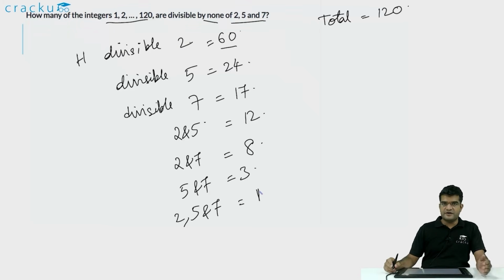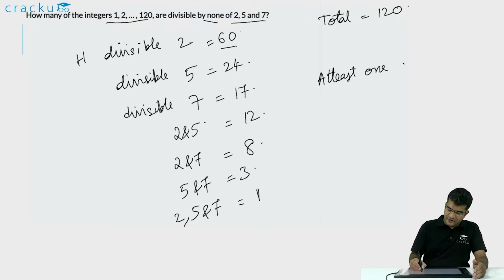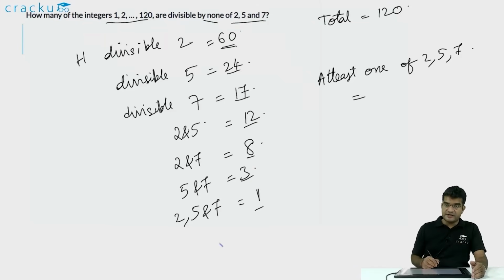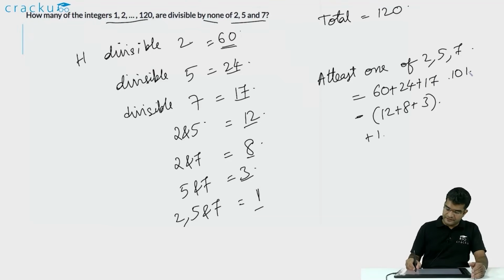Now if you are trying to find out how many of these numbers are divisible by at least one of 2 or 5 or 7, that number will be equal to 60 plus 24 plus 17 minus 12 plus 8 plus 3, plus 1. 60 plus 24 plus 17 is equal to 60 plus 41, which is equal to 101, minus 23, plus 1. This is equal to 79.